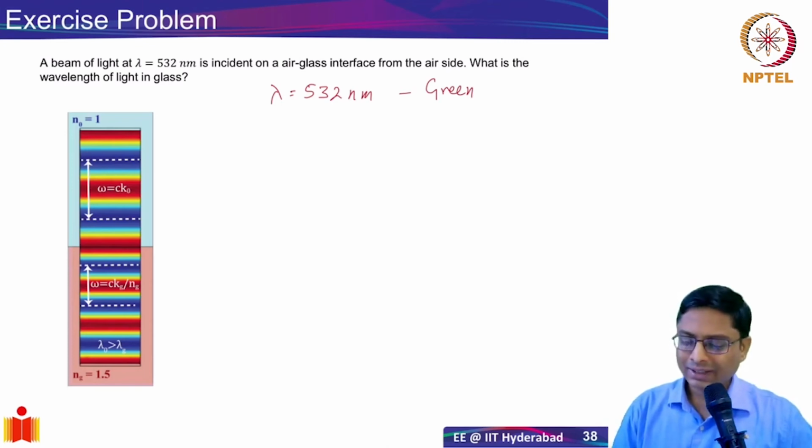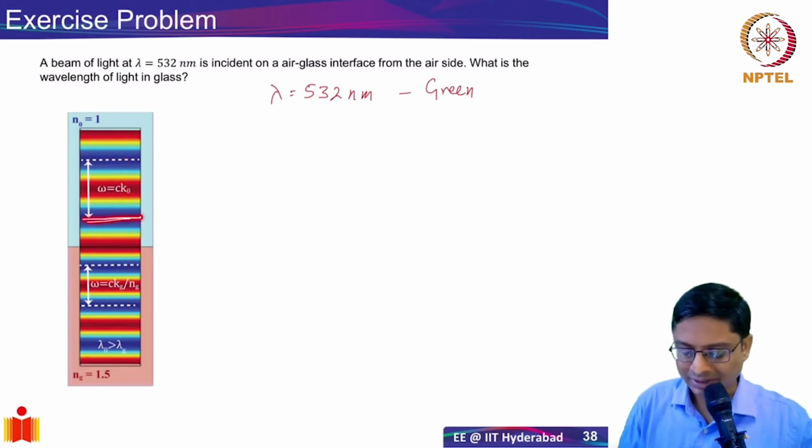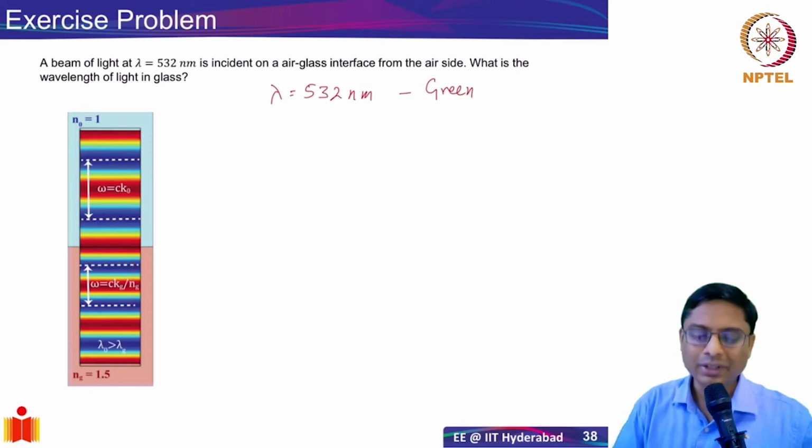In glass, we already know whenever your refractive index increases, the phase fronts come closer. We showed this simulation already. I take the peak here and the peak here, and between them, one period is essentially the wavelength. Here the period has reduced, so the wavelength has reduced, and we already know the answer.